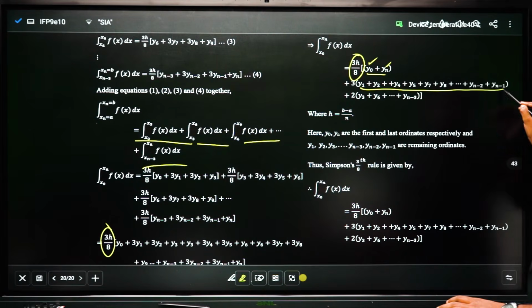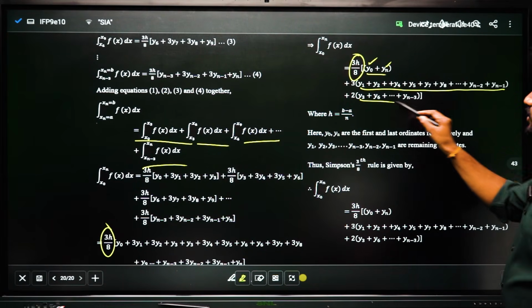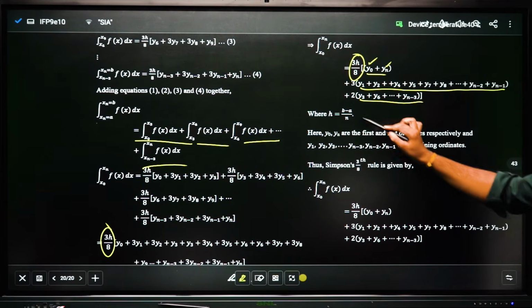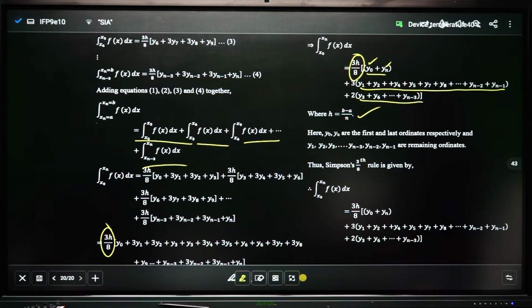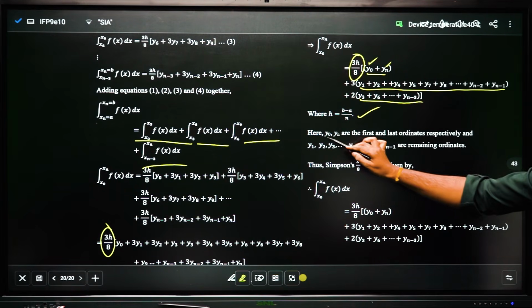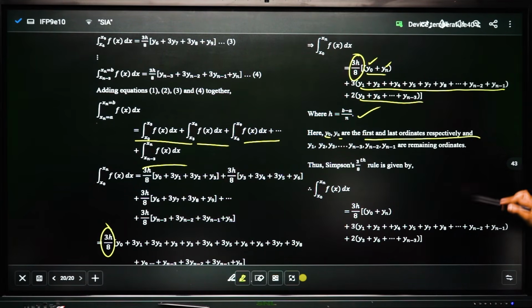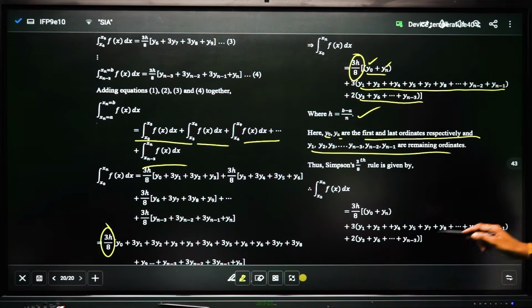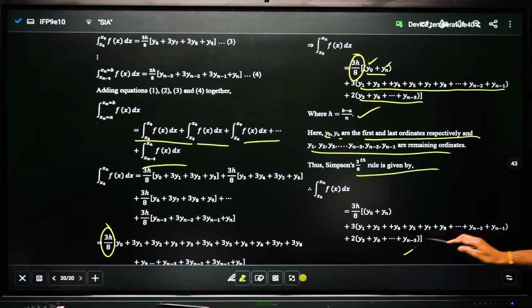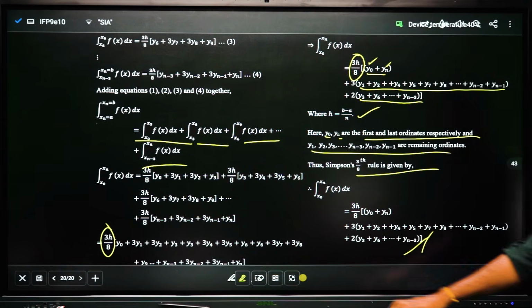When you take 3 common, you get the values like this. When you take 2 common, you get the values like this, where small h is (b minus a) by n. Here y0, yn are the first and last ordinates respectively. Now Simpson's 3/8 rule is this formula. That's it. So very easy.